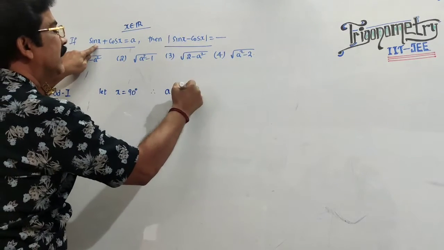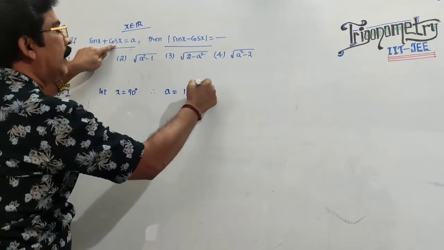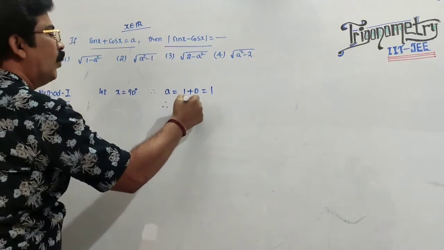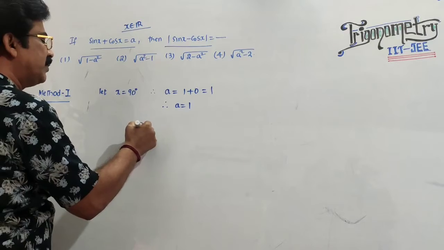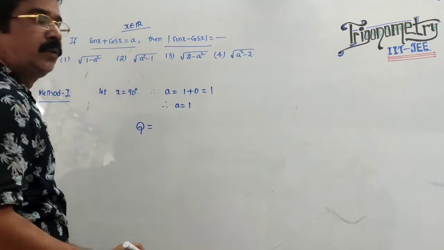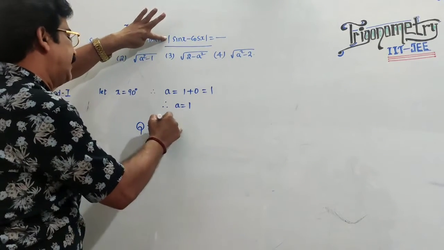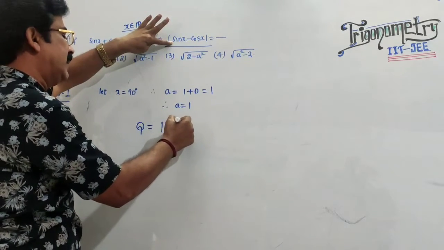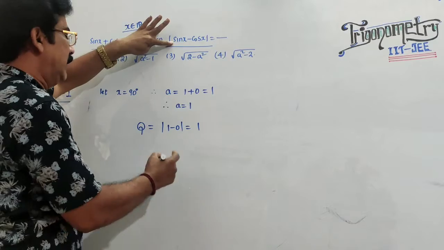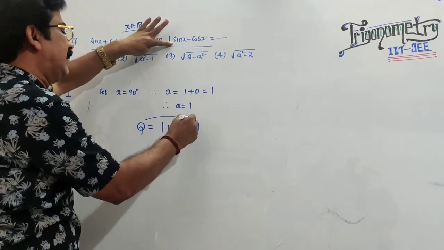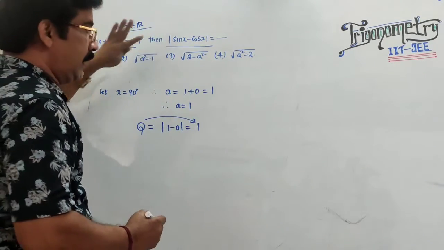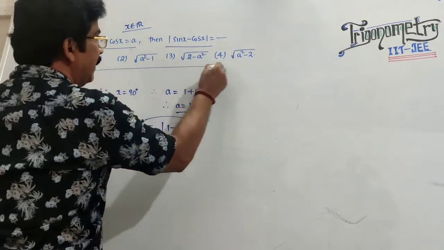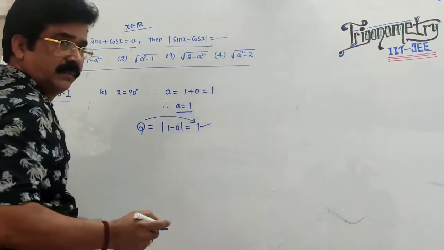So sin 90 is 1, cos 90 is 0. That is equal to 1. So therefore the a value is 1. Next, what is the question? Okay, the a value. Question: modulus of sin 90, put x equal to 90, 1 minus 0. That is equal to 1. The question is giving 1. So by putting a equal to 1, which option is giving the same answer 1?